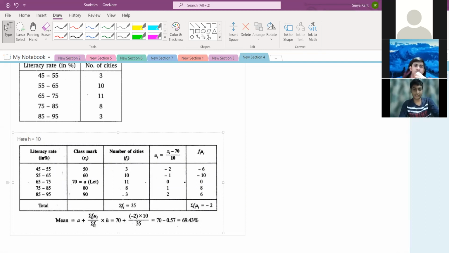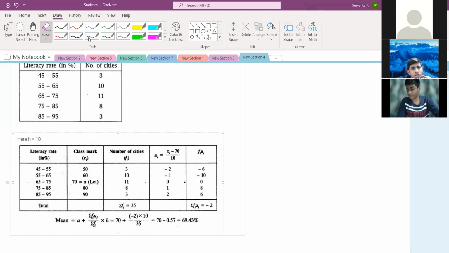So like fi, I got 3, 10, 11, 8, and 3. Then I multiplied it with 50, 60, 70, 80, and 90. A5, how much are you getting? 35, right? Yes, sir, 35. And xi and fi, if you multiply, what are you getting? 150, then 600, I got 250. One minute, I'll tell you right now.